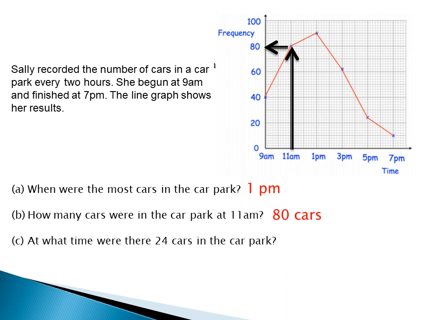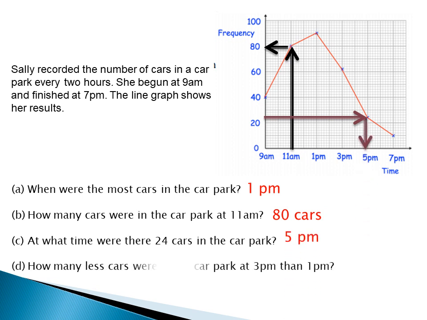At what time were 24 cars in the car park? So we will go to the 24. Here we have 20 and each dash is 2. So we will take 2 dashes after the 20, draw a horizontal line, and then go downward to see that it was at 5 p.m.